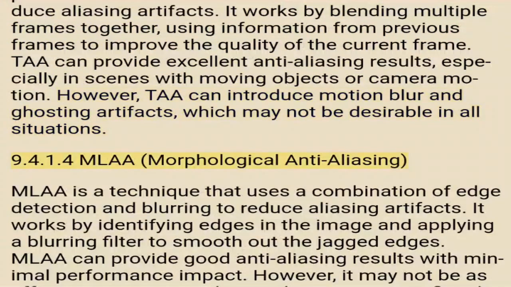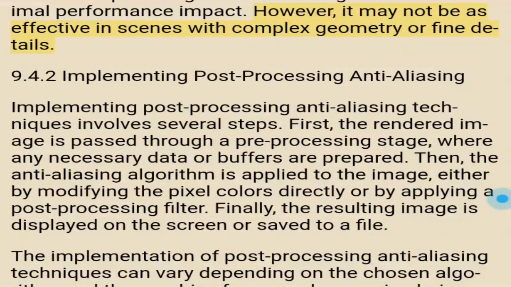9.4.1.4 MLAA, Morphological Anti-Aliasing. MLAA is a technique that uses a combination of edge detection and blurring to reduce aliasing artifacts. It works by identifying edges in the image and applying a blurring filter to smooth out the jagged edges. MLAA can provide good anti-aliasing results with minimal performance impact. However, it may not be as effective in scenes with complex geometry or fine details.